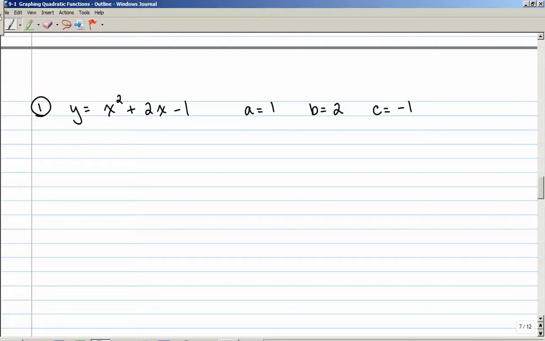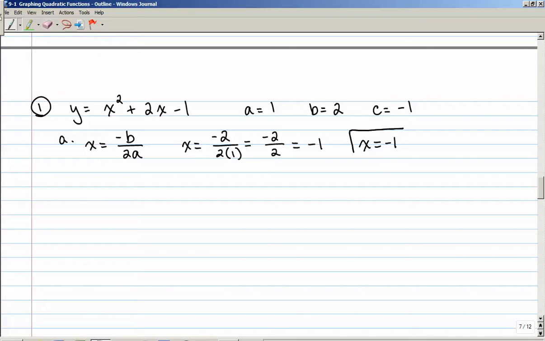So to find the equation of the axis of symmetry, which I believe was the first thing I asked you to do, we're going to use the formula x equals negative b over 2a, or x equals negative 2 over 2 times 1, or negative 2 over 2, or a negative 1. Now, do not box negative 1. Negative 1 is just a number. This is the equation of a line. So you need to write it as x equals negative 1. And that's the axis of symmetry.